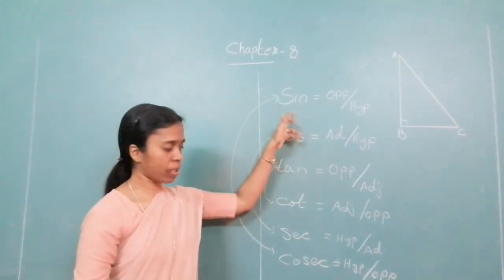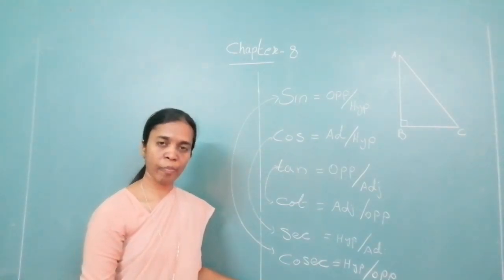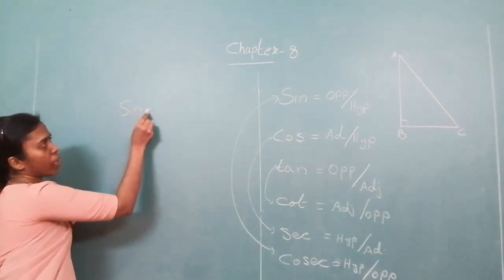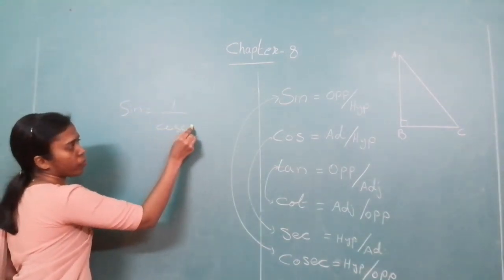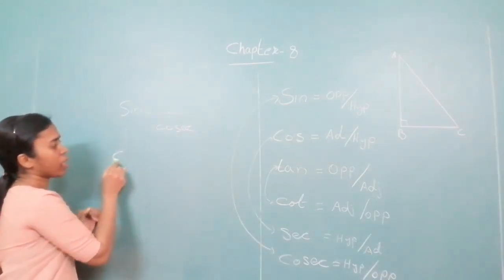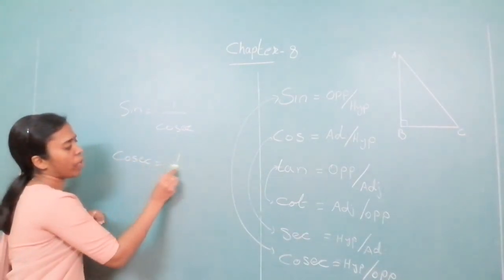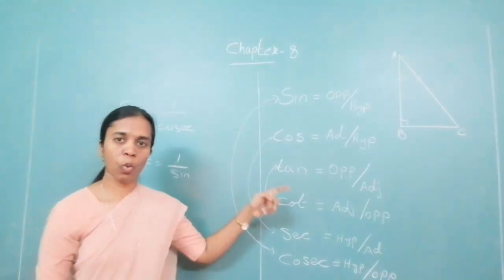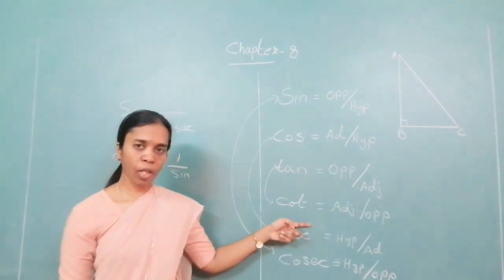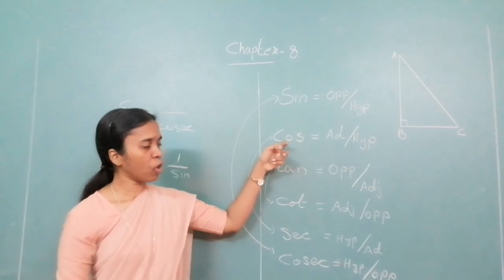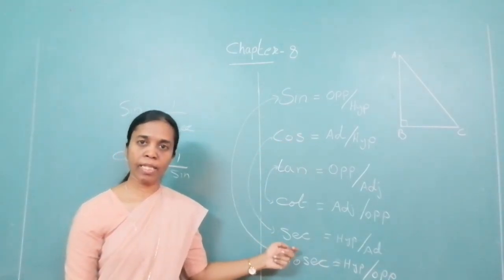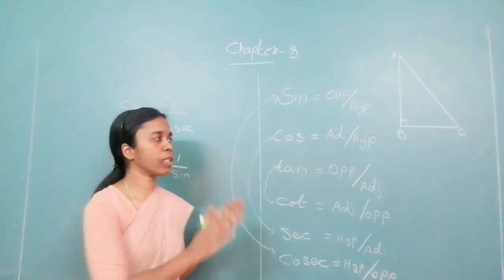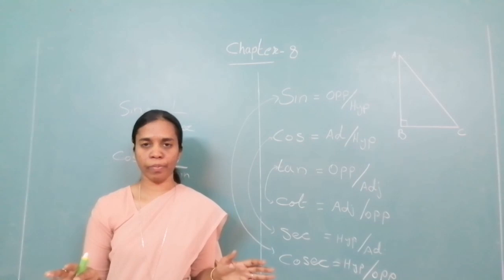Okay, sine is the inverse of cosec. So I can also write sine as 1 upon cosec. Similarly, cosec is 1 upon sine. They are inverse of one another. Tan is 1 upon cot. Cot is 1 upon tan. Cos is 1 upon sec. Sec is 1 upon cos. I want you to learn this by heart.